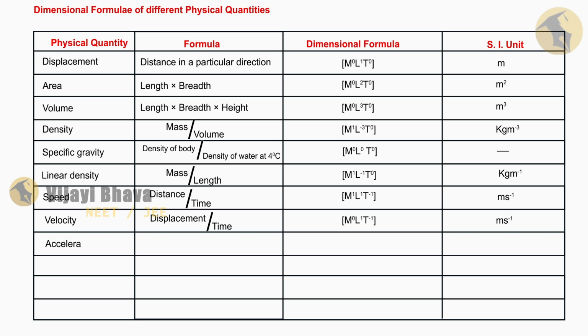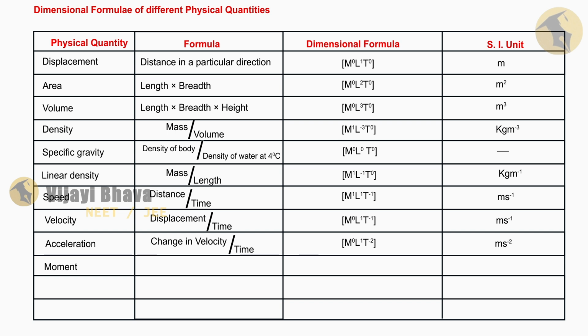Next is acceleration. By formula, acceleration is change in velocity by time. Change in velocity is nothing but velocity. As we have the dimensional formula of velocity as L1 T minus 1 here, let us represent it, and in the denominator it is time given by T1. Thus the final dimensional formula of acceleration becomes L1 T minus 2. Of course we don't have a representation for mass, let us take it as M0.